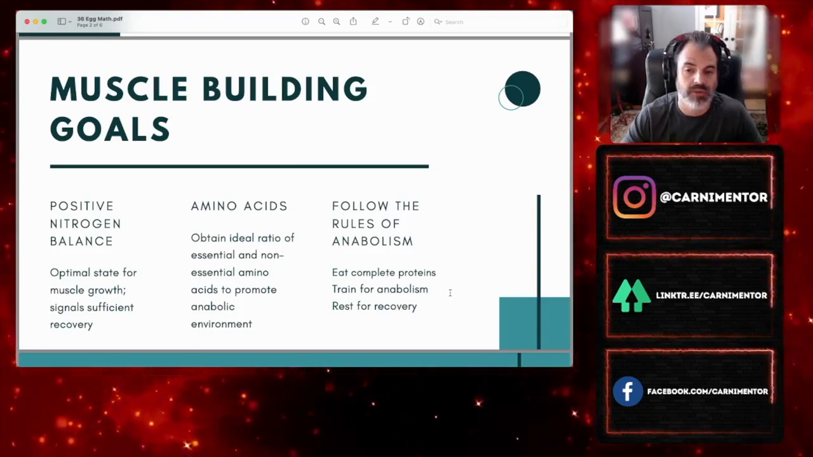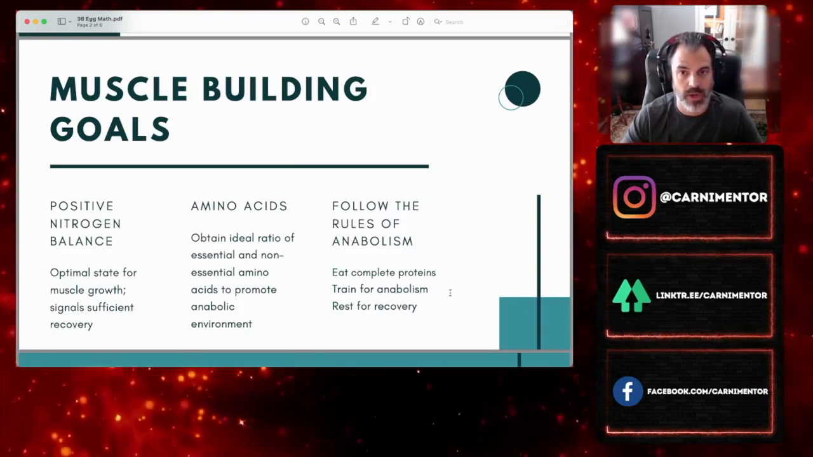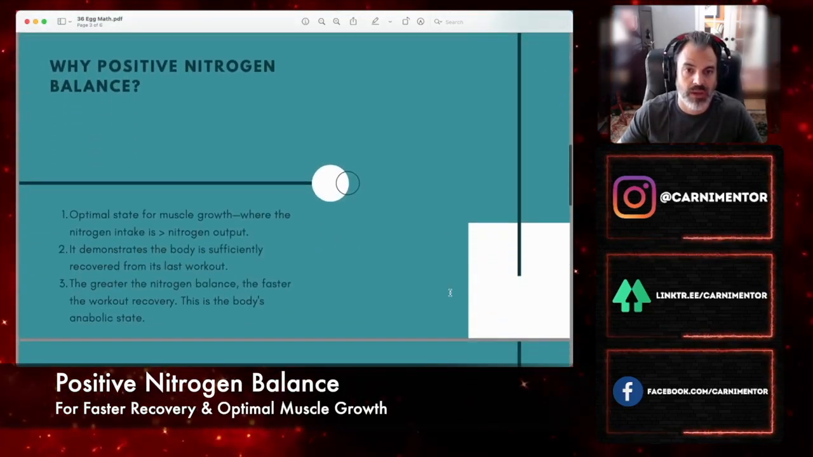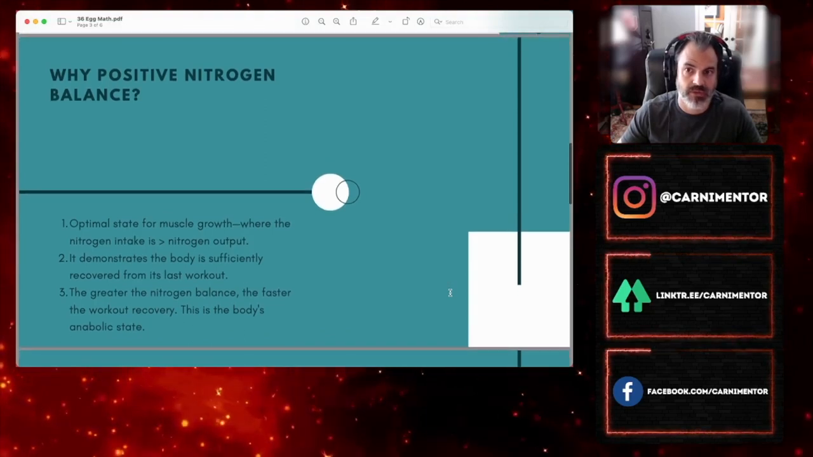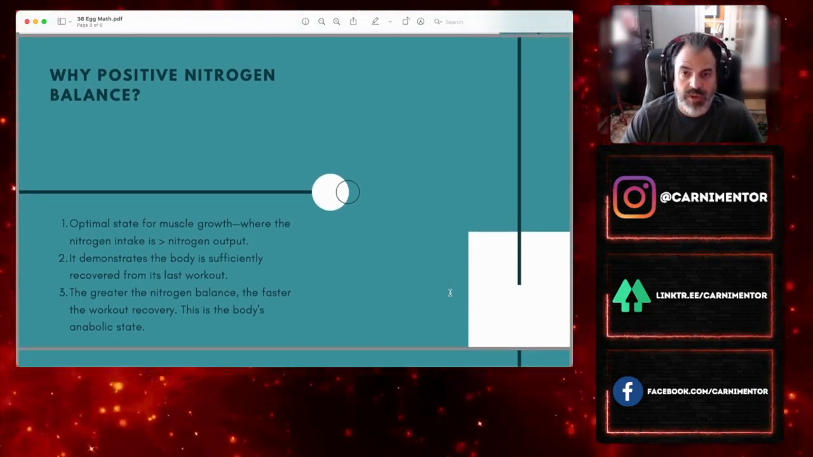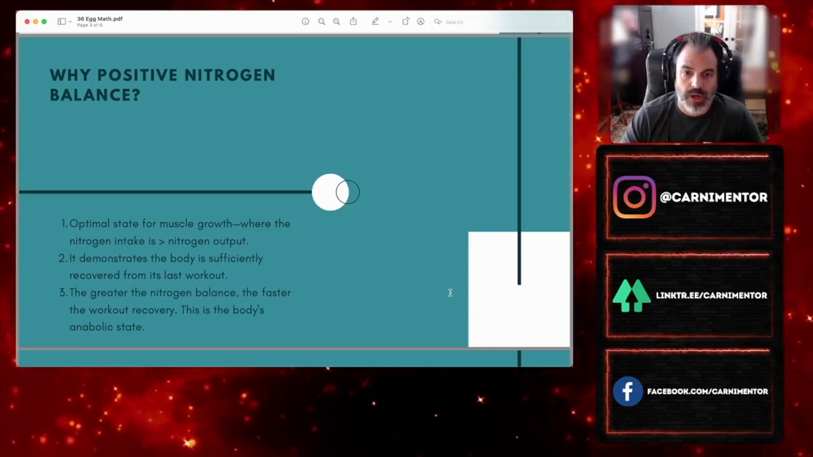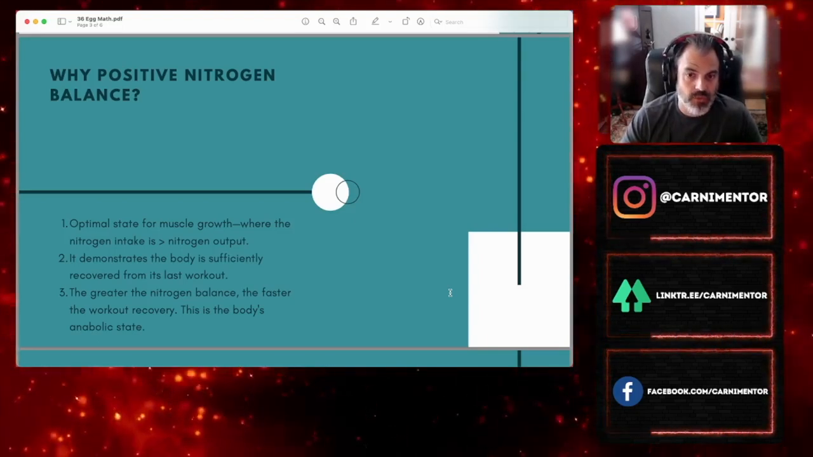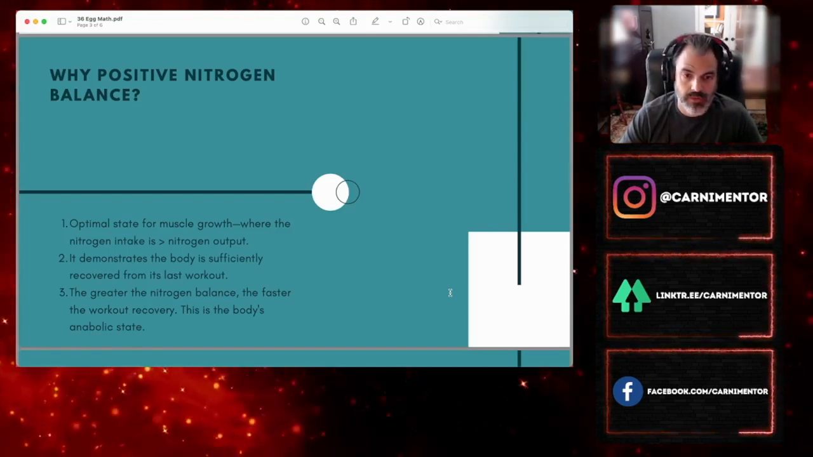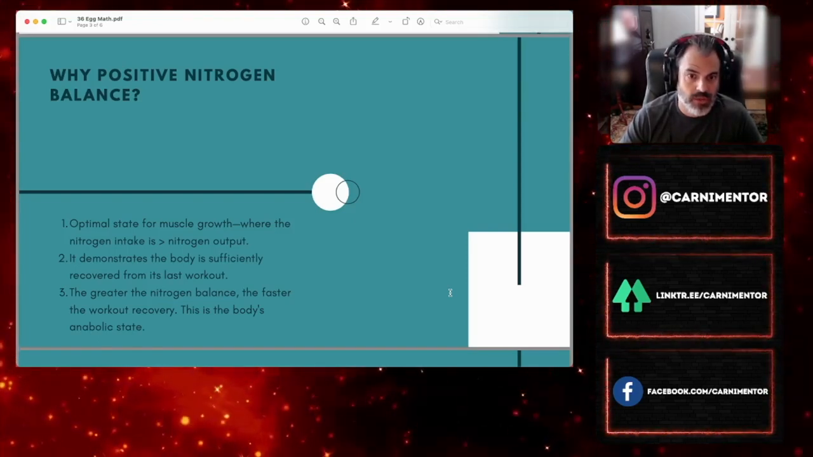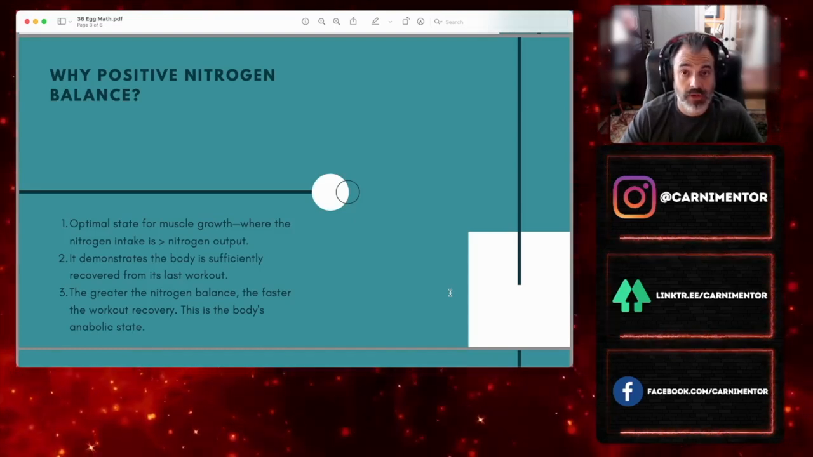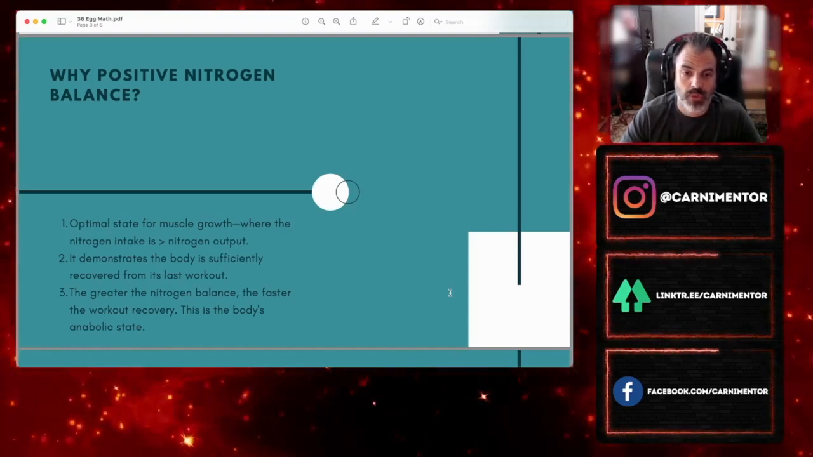We'll find out what that means in a second. And three is rest for recovery. Okay, so why positive nitrogen balance? Why is this important? So again, it's the optimal state for muscle growth, where your nitrogen intake is greater than your nitrogen output. Again, this is a signal to the body that you are sufficiently recovered from your last workout and that you're ready, right, for more.